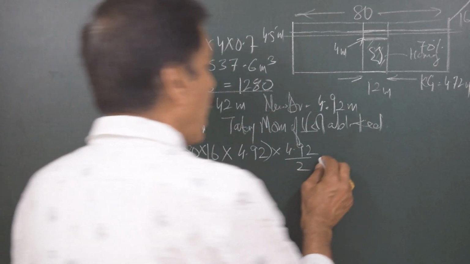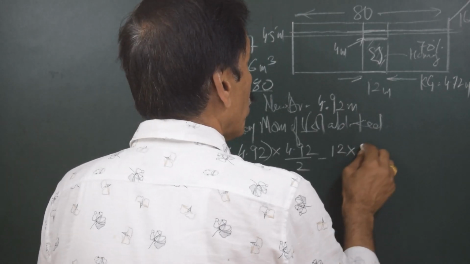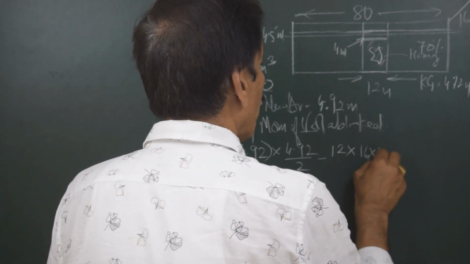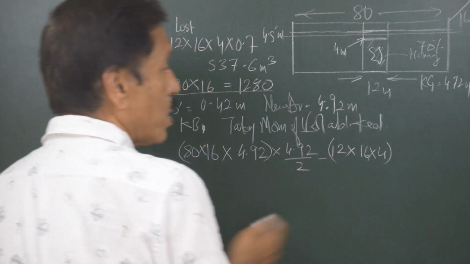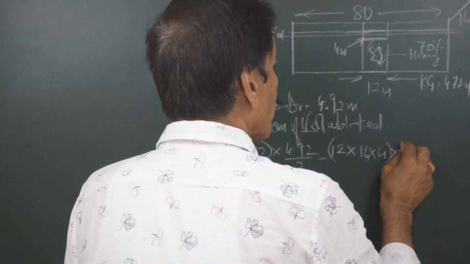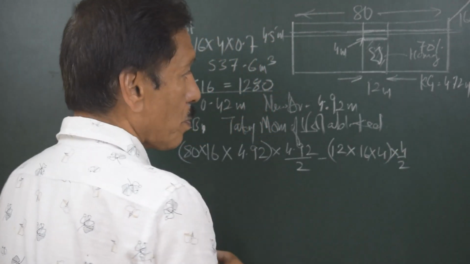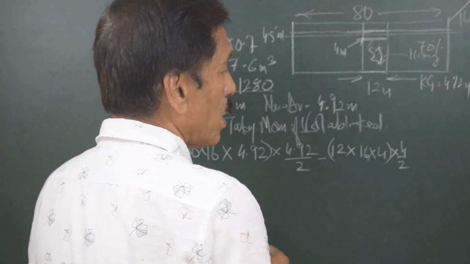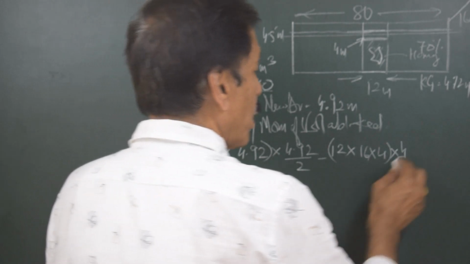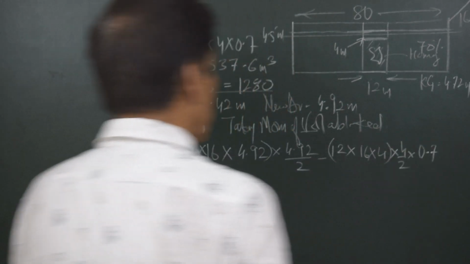Now I subtract 12 into 16 into 4, this volume which is damaged, right? And I take the moment about keel, so it will be 4 divided by 2, right? That is the distance to the keel, but because it is damaged, I'll have to multiply this with the permeability 0.7.